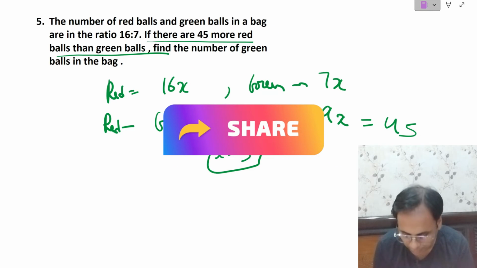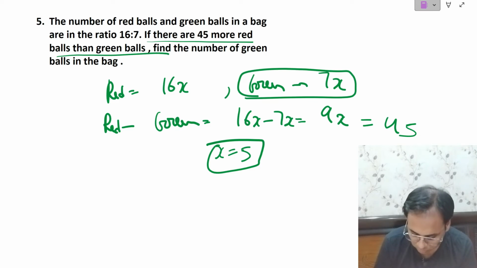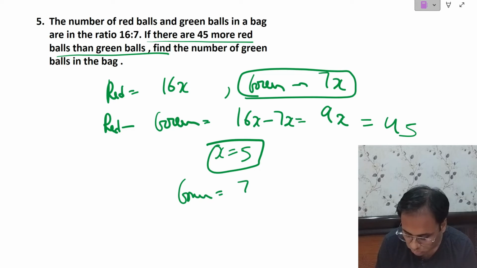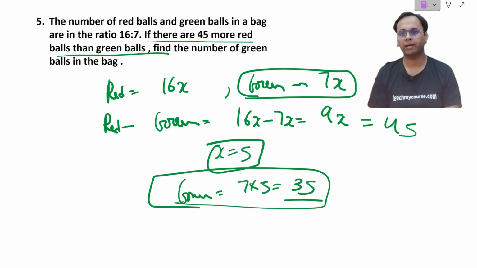Correct. So it says find the number of green balls in the bag. So how many are green balls? It is 7x. So green balls will be equal to 7 into 5, that is 35. Okay, so 35 is the answer for the green balls. So it is a very simple question.